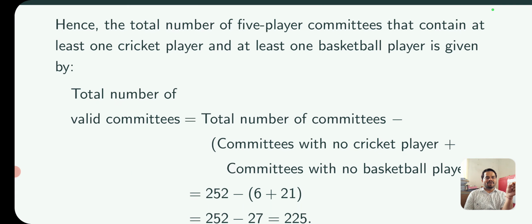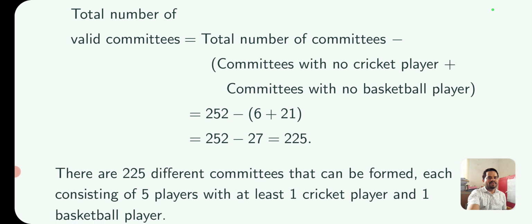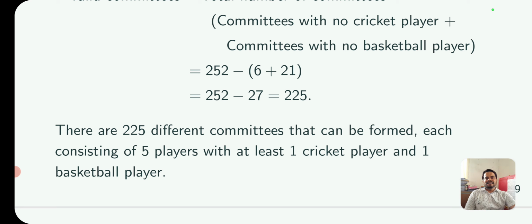The total number of 5-player committees that contain at least 1 cricket player and at least 1 basketball player is given by the total number of valid committees equals the total number of committees minus the committees with no cricket player plus the committees with no basketball player, and you can calculate all these. We get 225. It means that 225 committees can be formed, each consisting of 5 players with at least 1 cricket player and 1 basketball player. So this is the example we solved using the concept of combination.